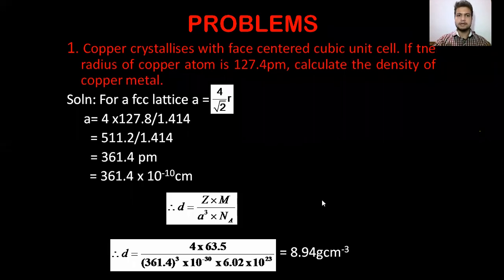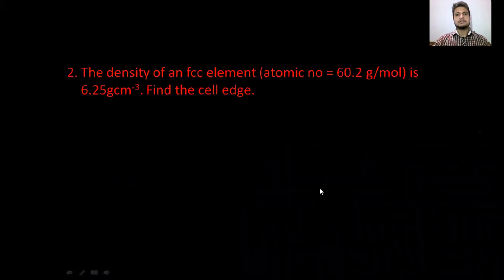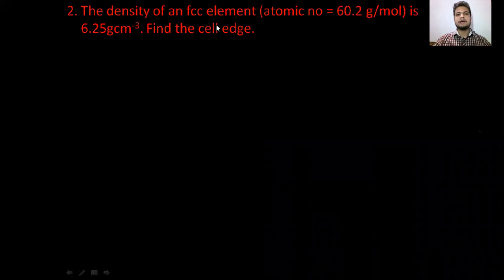Okay. So let me take one or two more problems so that we will be very clear. Our second problem is the density of an FCC element with atomic mass 60.2 gram per mole.